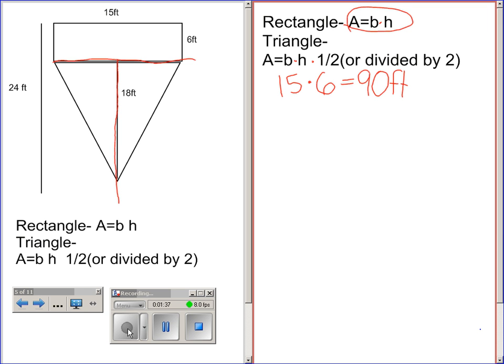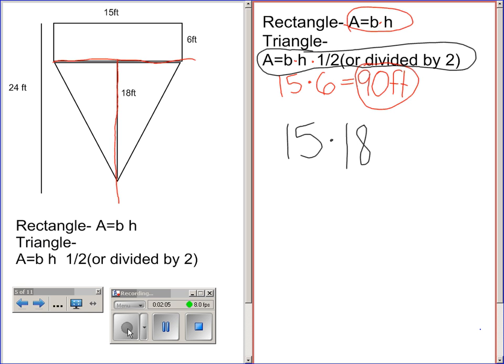Now we will find the area of the triangle. To find the area of the triangle, you use area equals base times height times 1/2, or divide by 2. We are going to be multiplying by 1/2. So the base is 15 feet still. The height is 18 feet. And then divide by 2.